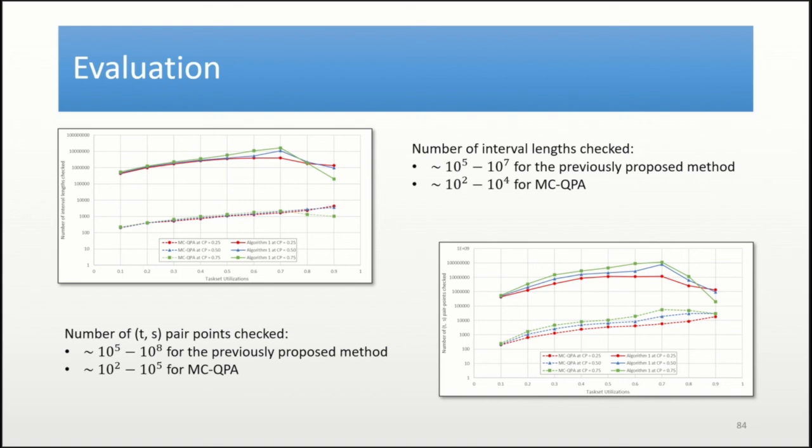The 2 plots shown here record the number of interval lengths and TS pair points checked by both the algorithms for different CP values. We see that the prior approach is required to check a very large number of interval lengths and TS pair points varying in the ranges of 10^5 to 10^7 and 10^5 to 10^8 respectively, whereas MCQPA only needs to check a considerably small fraction of these numbers, that is, around 10^2 to 10^4 interval lengths and 10^2 to 10^5 TS pair points.